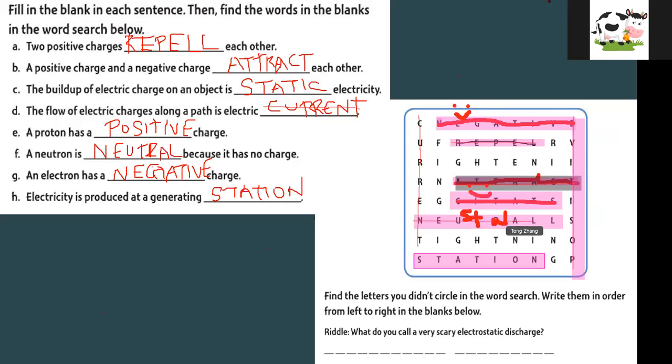So now with all the leftover letters, you see the bottom there? You have to guess the riddle, right? So put whatever letters are remaining in the riddle in order. So start with F, R. How do you do it in order? Find the letters you didn't circle in the words. Oh, frightening lightning. From top to bottom. Frightening lightning. A very scary electrostatic discharge.